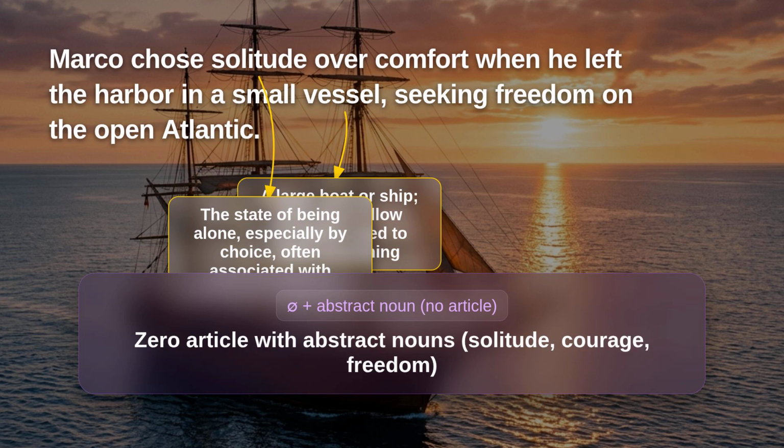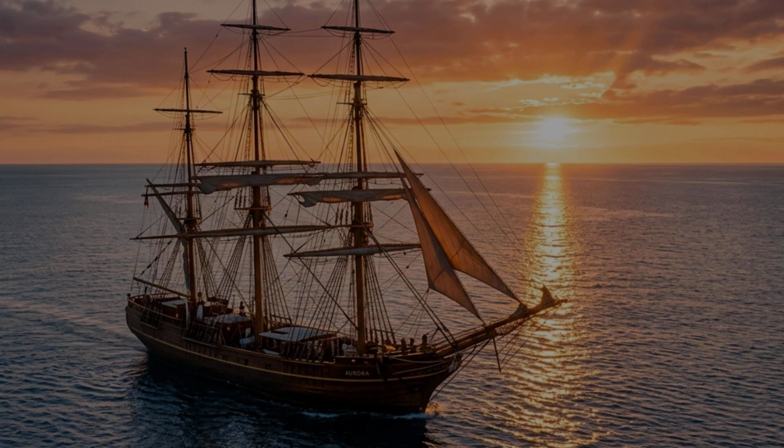This zero article pattern is one of the hardest things for many English learners because many other languages use articles with abstract nouns. In English, when the concept is general, no article is needed. Marco has chosen solitude and freedom. Let's see what the ocean is like.